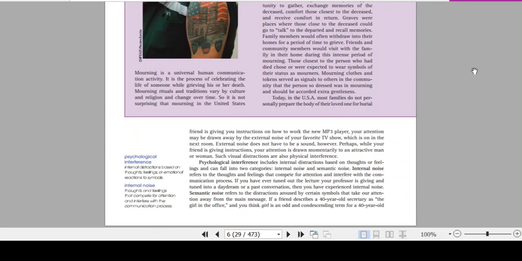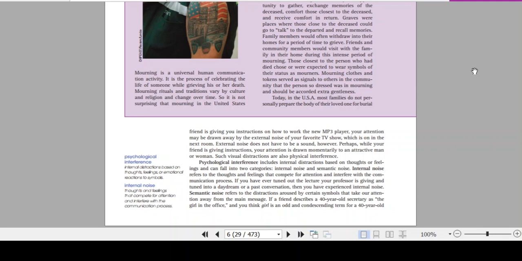Now, on the other side, psychological interference includes internal distraction based on thoughts and feelings and can fall into two categories: internal noise and semantic noise. Now, what is the psychological interference? We've discussed the psychological setting, that sometimes you have fear, you have some psychological problems that don't allow you to understand the message directly. There are two types of these psychological interferences. Number one, internal noise, and another one is semantic noise.